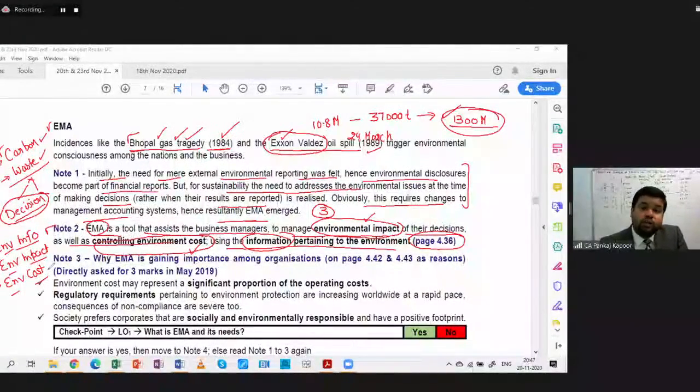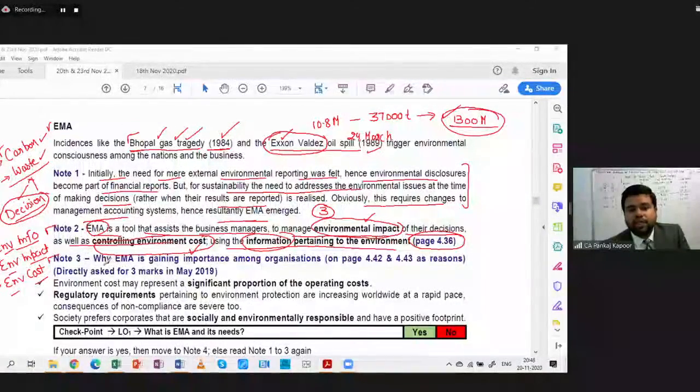As well as we try to ensure that if the pollution occurs, it must be controlled. Agreed? So there are two sorts of cost, the correction cost and the prevention cost. We'll see it further when the related note comes.